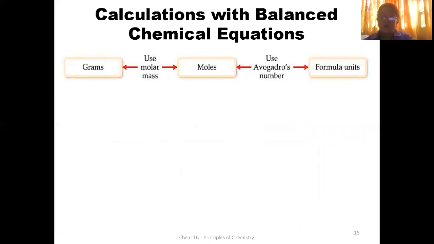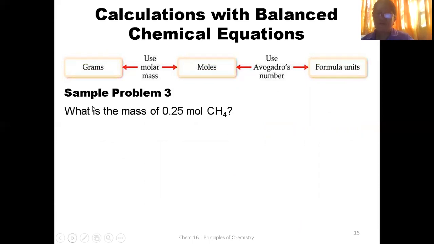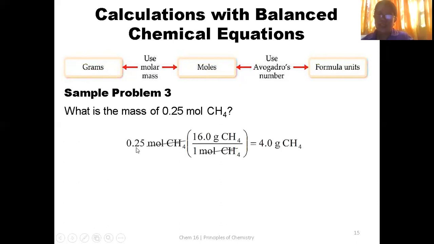Please remember it. Gram to mole, how are you going to use? Use the molar mass. Mole to formula unit, it could be an atom, it could be a molecule, use the Avogadro's number. For instance, what will be the mass of 0.25 mole of methane or CH4? All you have to do is that is baliho na po nimo kanina, mole to gram. Okay, given is 0.25 mole, then you use the molar mass. Look into the molar mass of carbon, that is 12, hydrogen plus 4, 16. Therefore, 1 mole of methane is equivalent to 16 grams of methane, or 16 grams over 1 mole, cancel the mole. Therefore, there is 4 grams of methane.